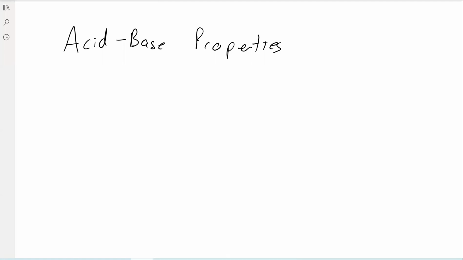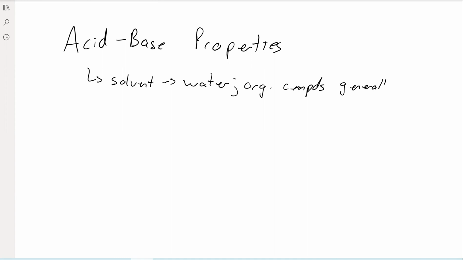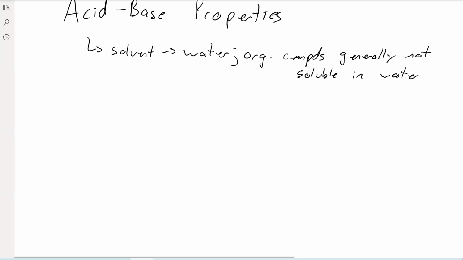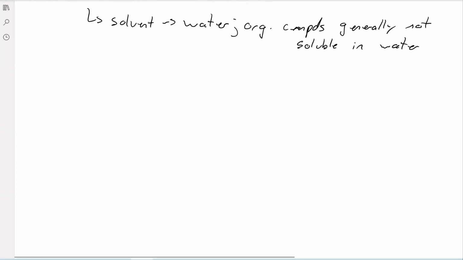Right. Let's take a look at the acid-base properties of these amino acids, and it's a very important concept. One reason that it's important is if we think about what our solvent is, we're talking about the human body. It's water, and organic compounds generally aren't soluble in water. Obviously, our amino acids are soluble in water. Otherwise, life really wouldn't exist. So let's go ahead and take a look at that.